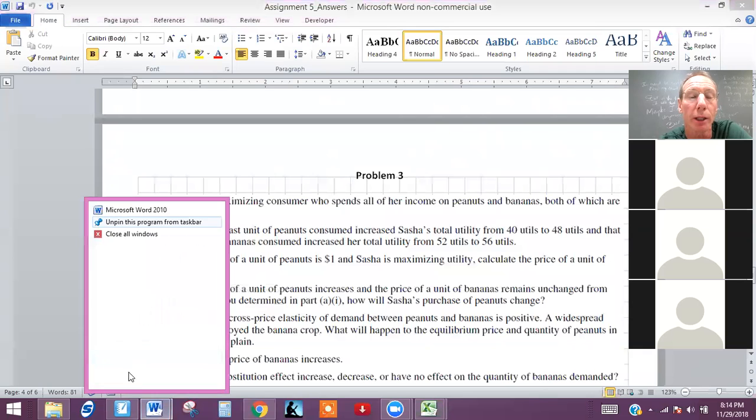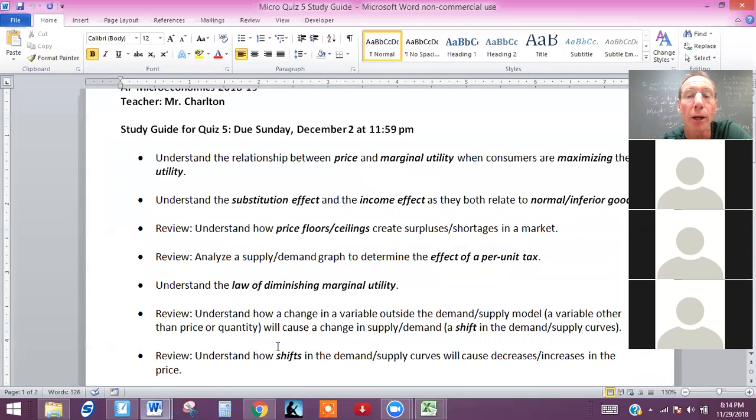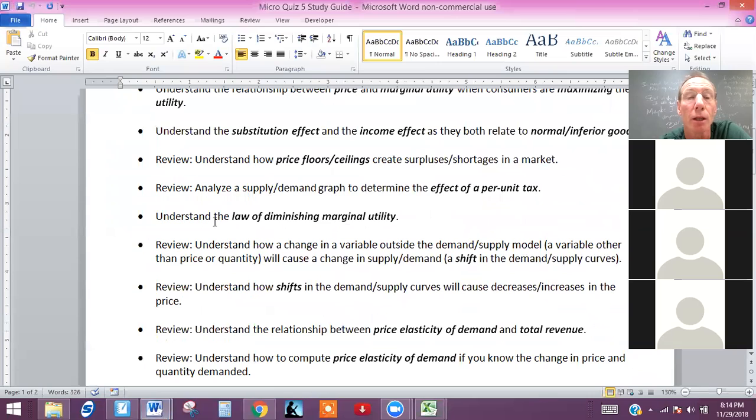I keep going the wrong thing here. Sorry about that. Okay, so this is just the law of diminishing marginal utility, which is in the book, and there's a video, so I don't really need to, just know what it is. And it's basically that as you consume more of something, your marginal utility drops. Okay, this is a review.